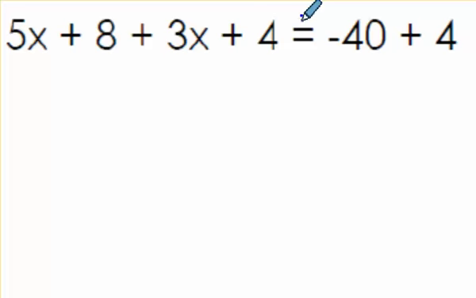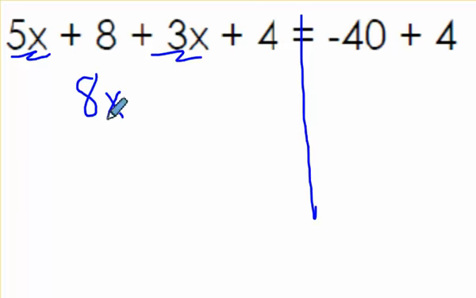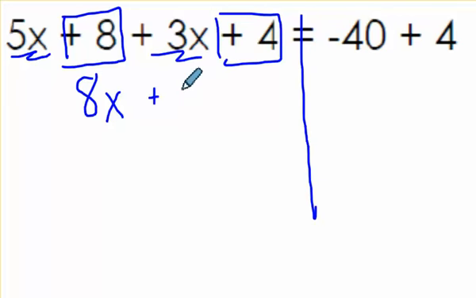You draw your river, and then you look on the left side, and before you start moving anything around and getting rid of stuff, you just ask yourself, can I combine any like terms? And I sure can. I see a 5x here plus 3x. Those together make 8x. And then I have a plus 8 and a plus 4, and that makes plus 12. Then we come over here and look to see if there are any like terms here, and there are. Negative 40 and a positive 4 make negative 36.